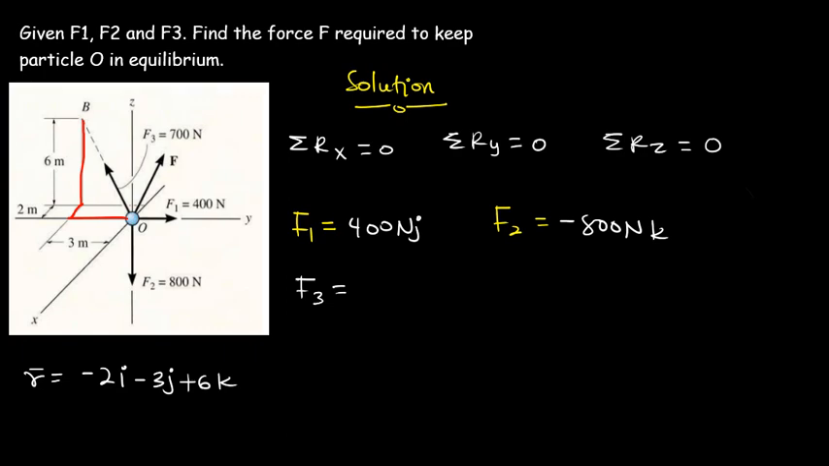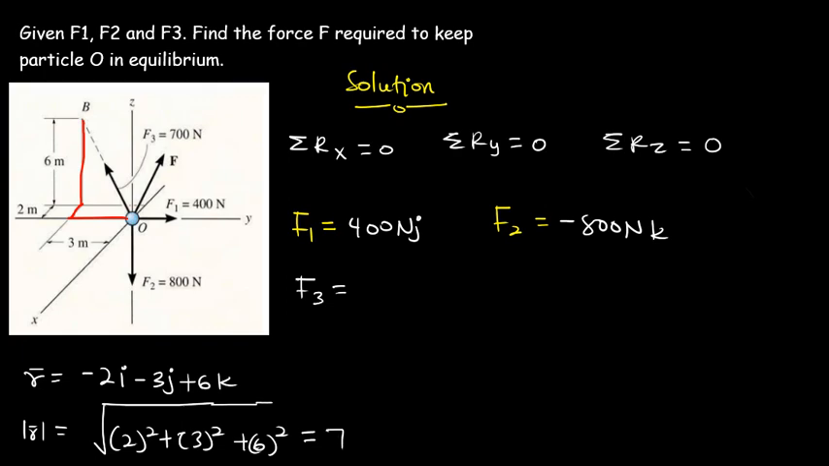From here you are going to find the magnitude of this vector. That's going to be the square root of 2 squared plus 3 squared plus 6 squared. Let's simplify this and see. If you simplify this, you're going to get 7 meters as our answer.